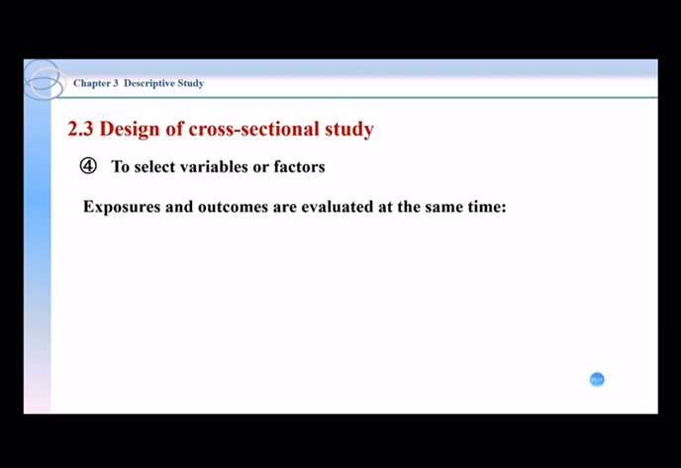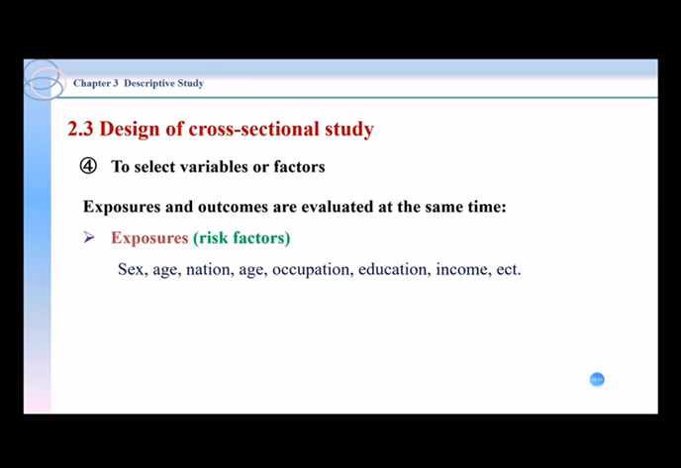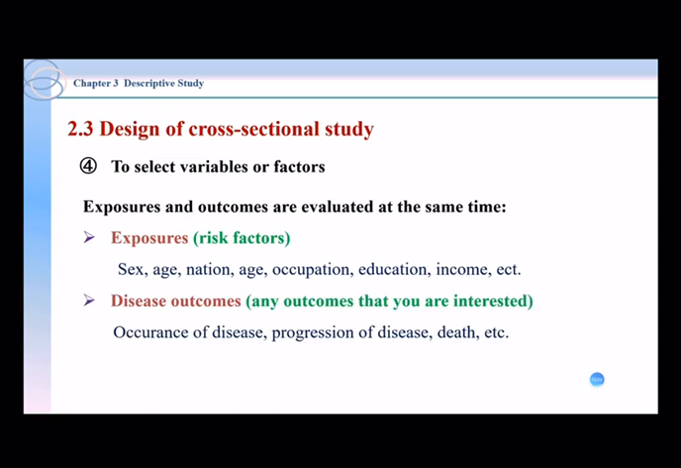And then we can select the variables or factors that we are going to study. And remember, we can collect both exposures and outcomes at the same time. The exposures can also be called risk factors, for example, sex, age, nationality, occupation, education, income, and so on. For the disease outcome, we can collect any outcomes that we are interested in. For example, we can collect data about disease occurrence, the progression of disease, or death.